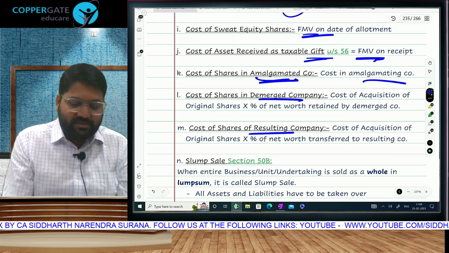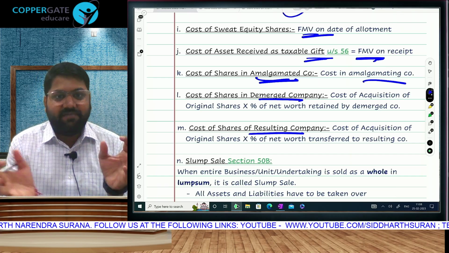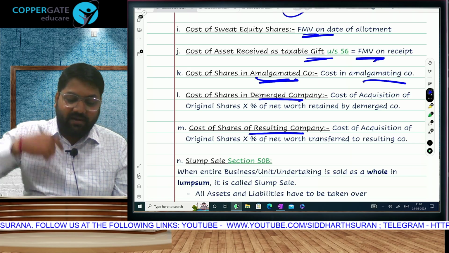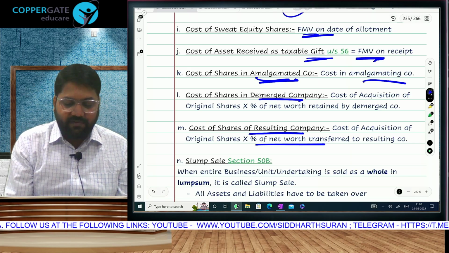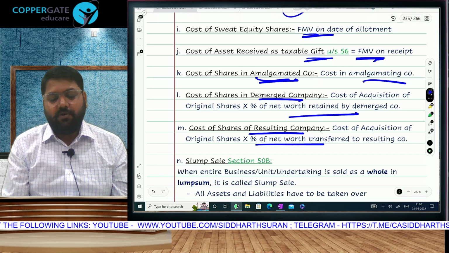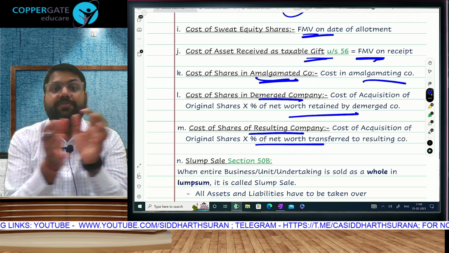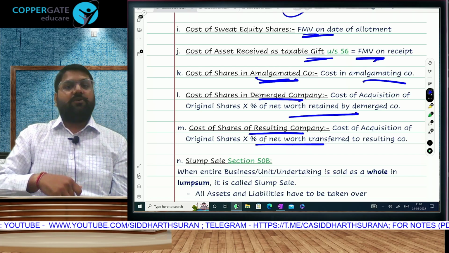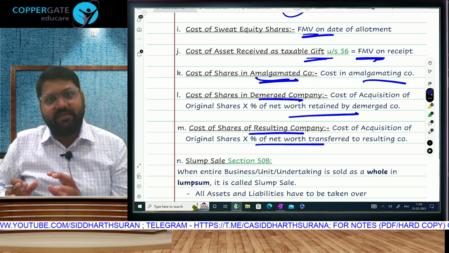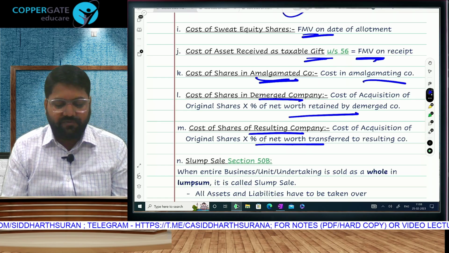And what about the demerged and resulting company? Whatever was the original cost of acquisition in one company, that company will be split. A portion of assets will be transferred in the course of demerger. So whatever has been transferred will become your cost in the resulting company, and whatever has been retained will be your cost in the demerged company. You spend 1 lakh rupees and become a shareholder of a company. That company splits, transferring 40% of its net worth to another company. So your cost will be 60% in the existing company, that is 60,000, and 40,000 in the new company. We will split in the proportion of transfer.